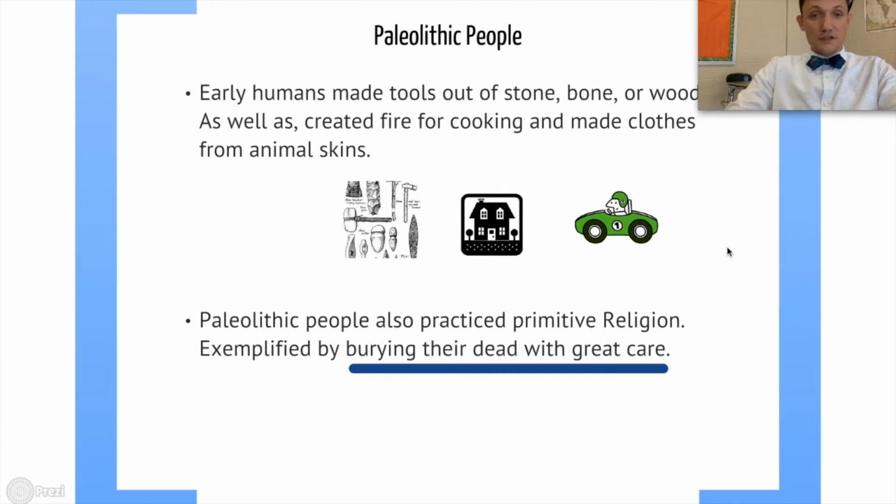Paleolithic people are also very special in the fact that they made tools out of stone, bone, and wood. They also created fires for cooking, and they used animal skins as clothing. Paleolithic people also practiced primitive religion. This is exemplified by the fact that they buried their dead.